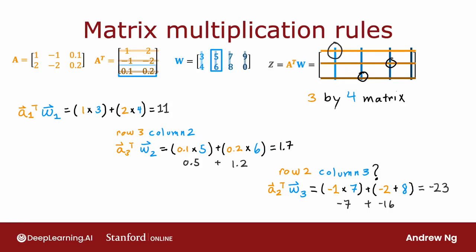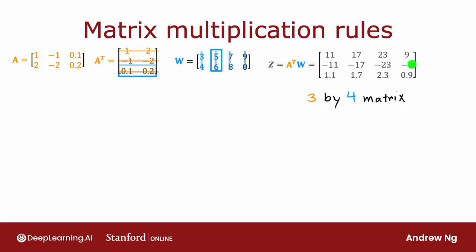And it turns out if you do this for every element of the matrix Z, then you can compute all of the numbers in this matrix, which turns out to look like that. Feel free to pause the video if you want and pick any element and double check that the formula we've been going through gives you the right value for Z.